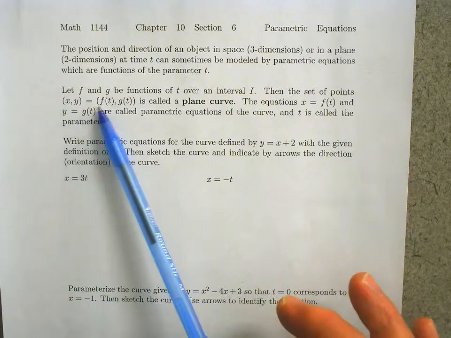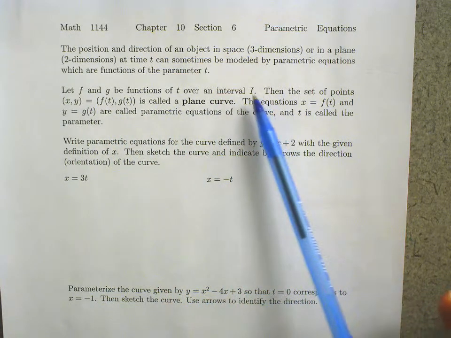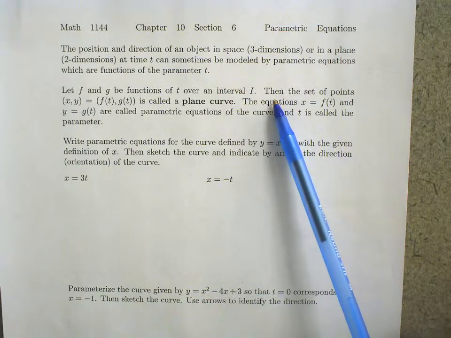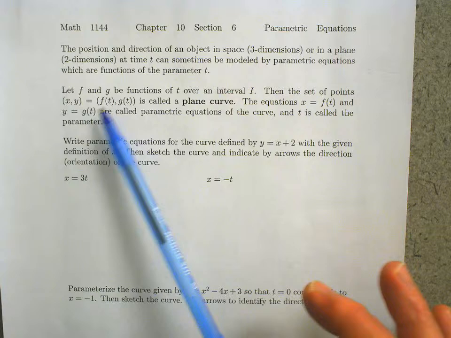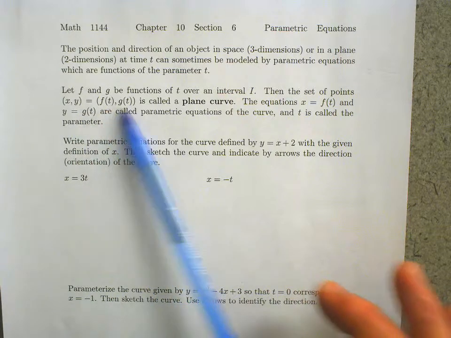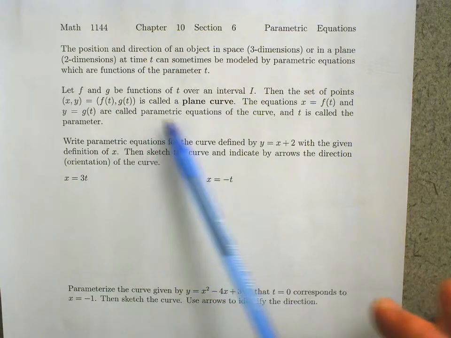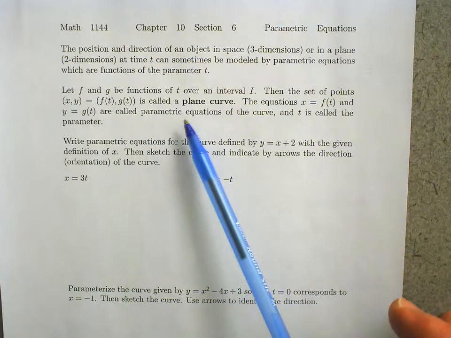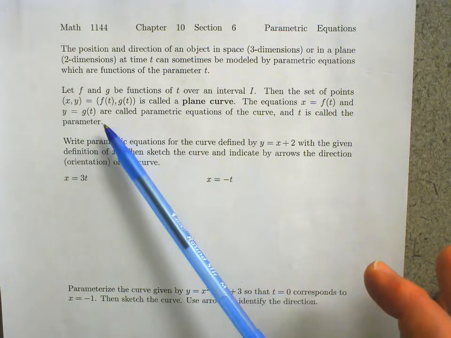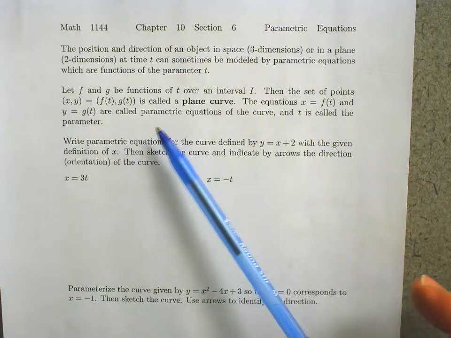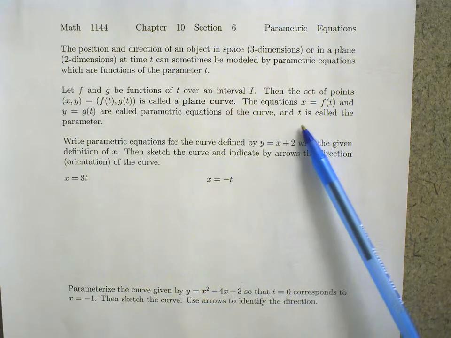So we let f and g be functions of t over an interval I. Then the set of points, xy coordinates, where the x coordinate is f of t and the y coordinate is g of t, that set of points is called a plane curve. The equations x equals f of t and y equals g of t are called parametric equations of the curve, and the variable t is called the parameter.